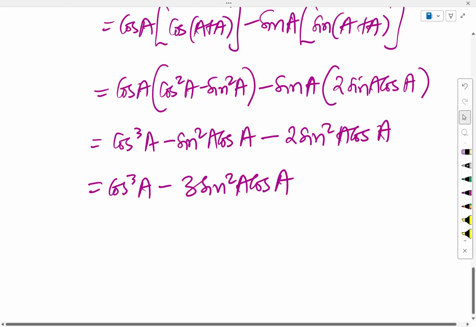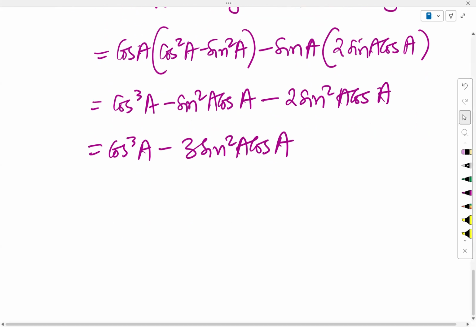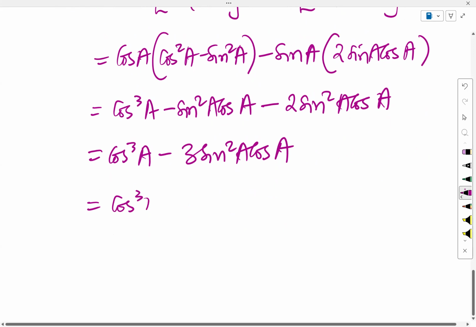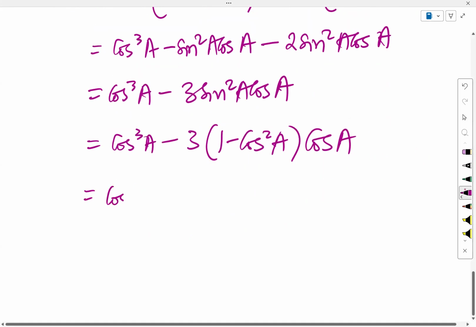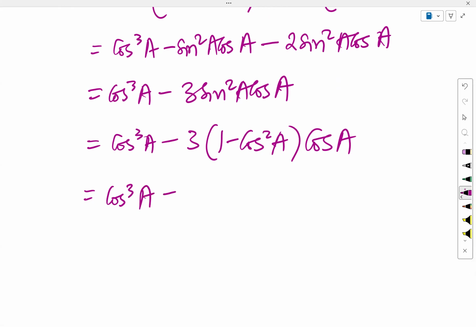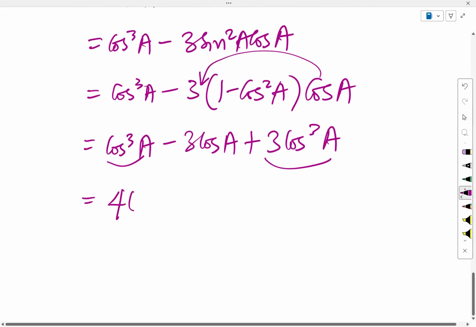And since you are dealing with cos, it's better to put everything in terms of cos. Let's see how that works. So we have cos cube a now minus 3, sine squared a is 1 minus cos squared a, then all of that multiplied by cos a. So now we have cos cube a minus 3 times 1 times cos a, that's 3 cos a. The minus times minus is plus, and we have 3 cos cube a. Okay? So cos cube a plus 3 cos cube a is 4 cos cube a. So you have 4 cos cube a minus 3 cos a.